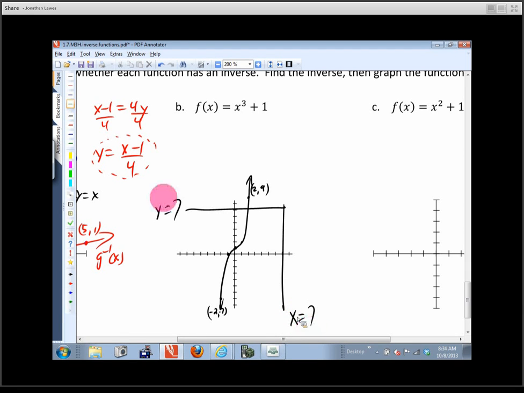Okay, see how the x's and y's change? Horizontal, y equals a number. Vertical, x equals a number. See how that works when we reflect it? Okay.